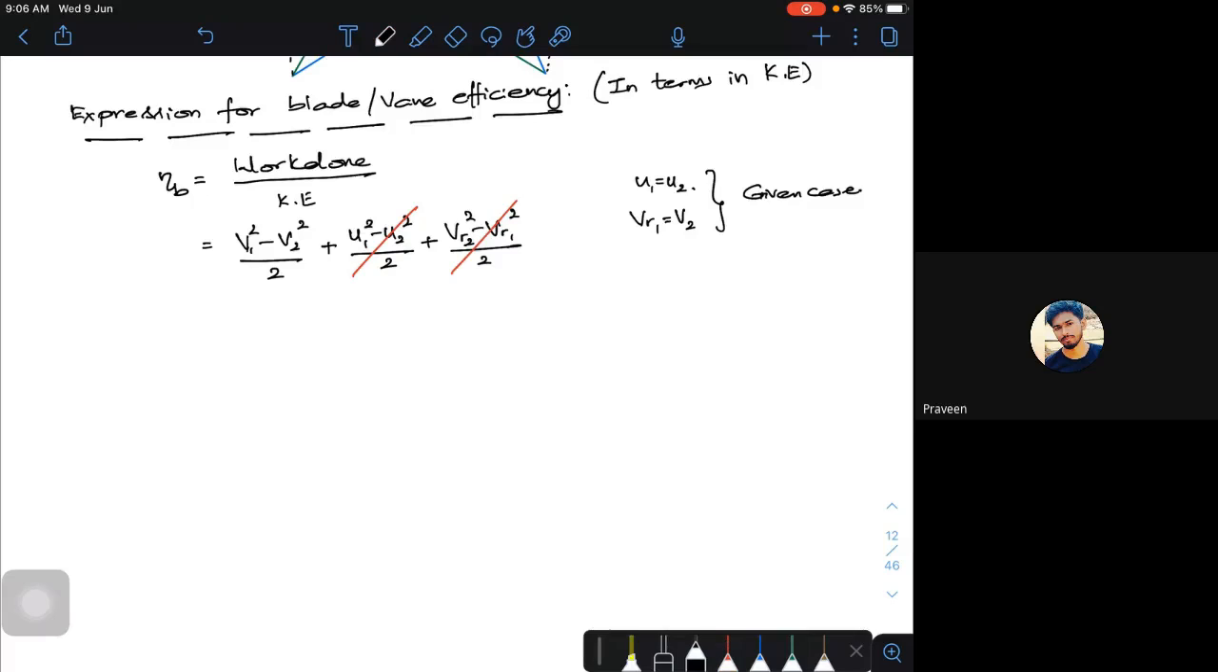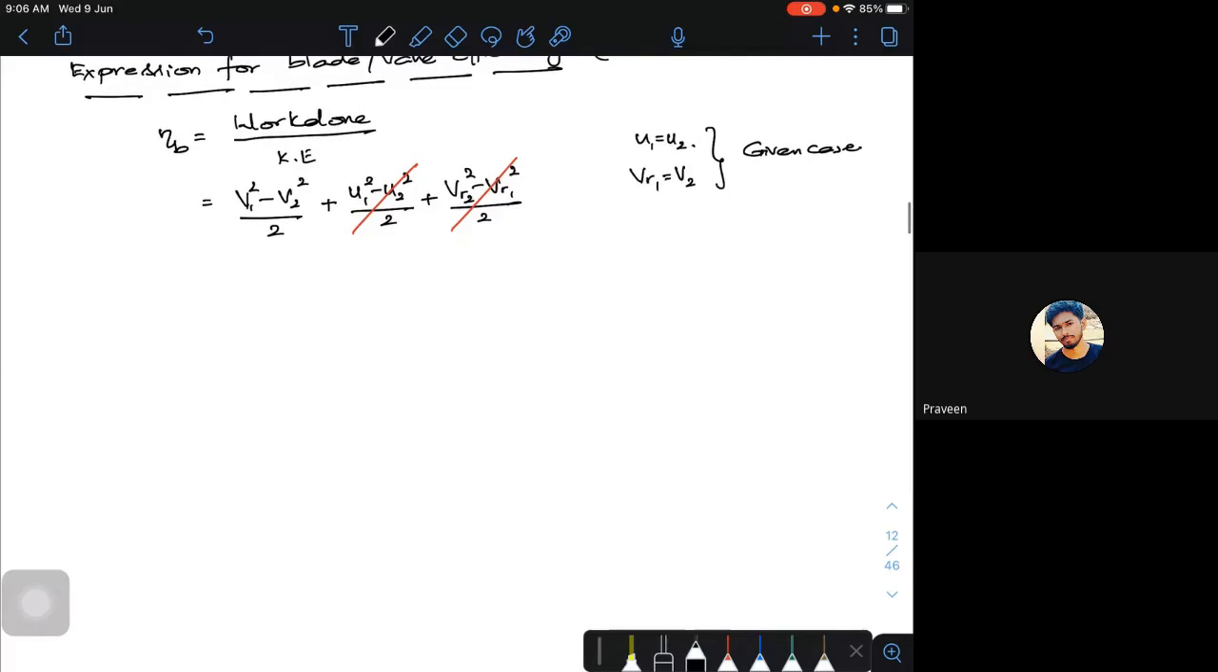What is there in the denominator? Denominator is the kinetic energy, that is half rho V1 square. So it's only velocity, it's only V1 square by 2. So in the denominator, I have V1 square by 2. This is the expression for blade efficiency to begin with.